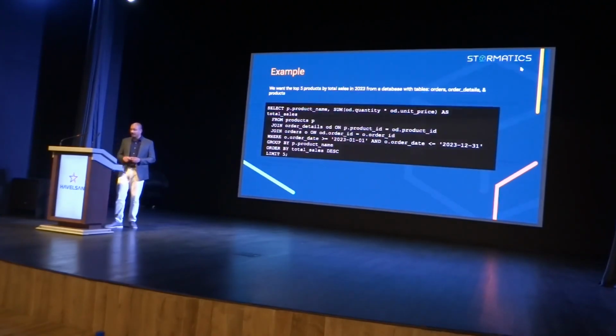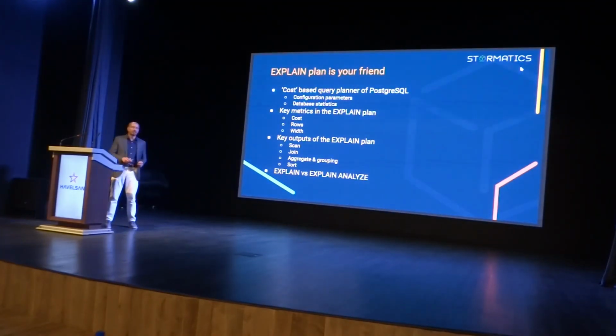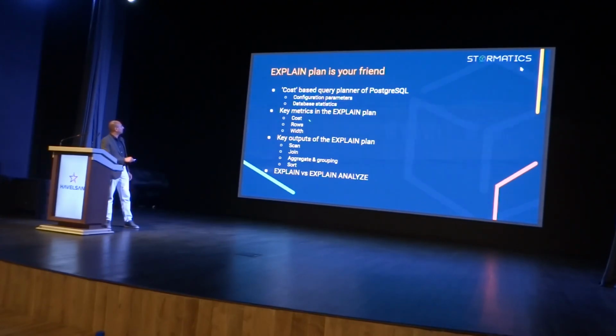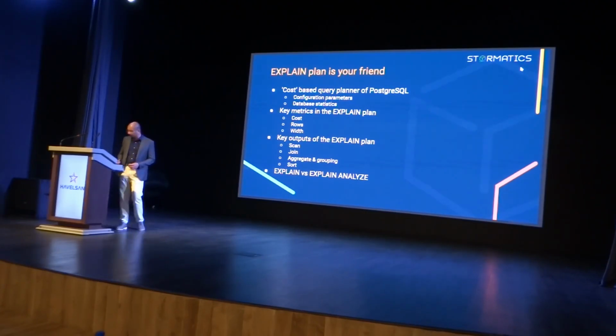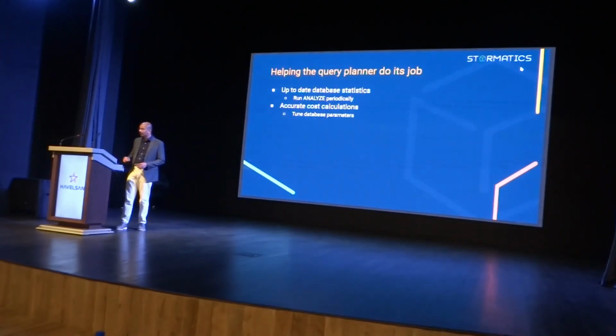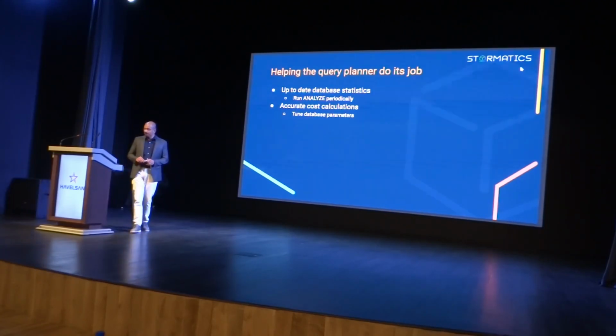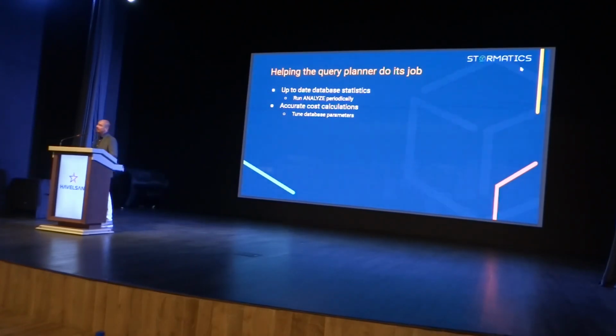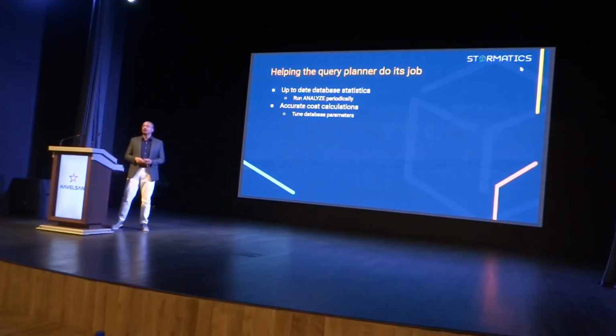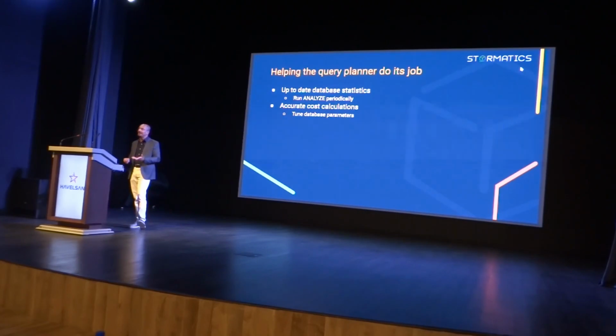Again, just going back to this slide for a little bit, the 3 metrics that you need to understand are cost, the number of rows, and the width of each row. In order to help the query planner do its job, run the analyze command periodically, because what analyze does is update the statistics of the tables in the database, and it helps the query planner plan accordingly.